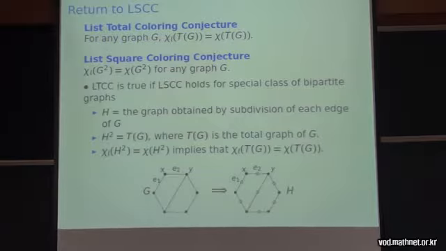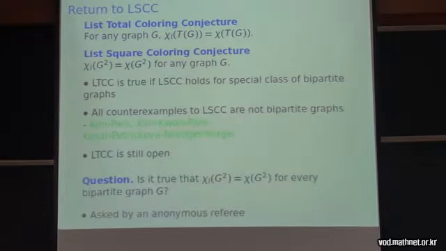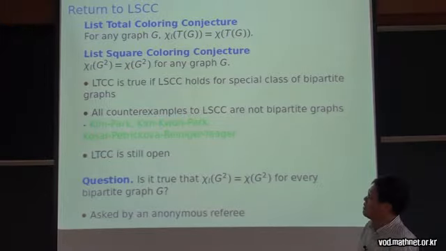Now let's return to the original conjecture. The least square coloring conjecture is not true in general, but actually what we needed was that the least square coloring conjecture is true for a very special class of bipartite graphs. So far, every counterexample of the least square coloring conjecture is not a bipartite graph.